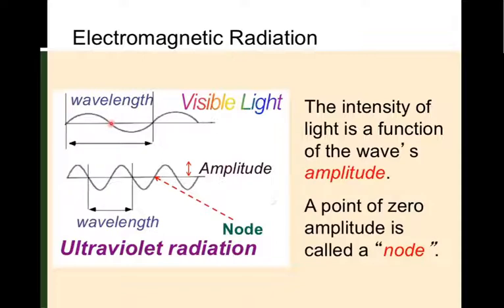Electromagnetic radiation can have different wavelengths. So for example, here we have visible light, we have ultraviolet radiation. If these are on the same axes, or the same scale, then we have, for example, a wavelength here in visible light which is much longer than the wavelength that we have in ultraviolet radiation. Now, the amplitude may be quite similar, but the number of waves per second, or the frequency, is going to be much higher. They both have nodes. Their line shapes are pretty similar. So the intensity of light is a function of the wave's amplitude. A point of zero amplitude is called a node.